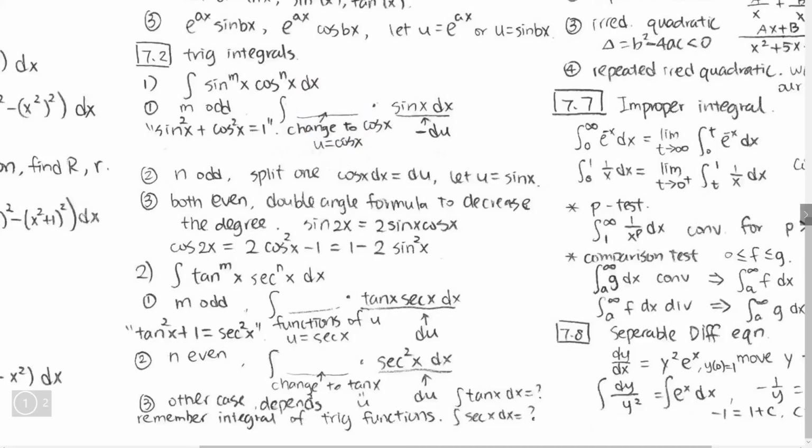Next, if the power of cosine is odd, similarly, you split one of the cosine at the end and change the rest in terms of sine.